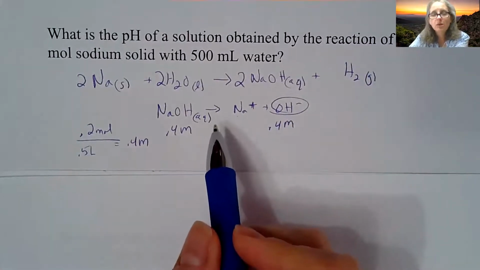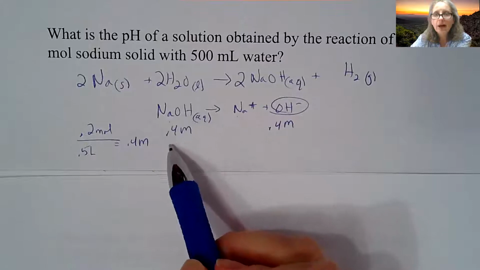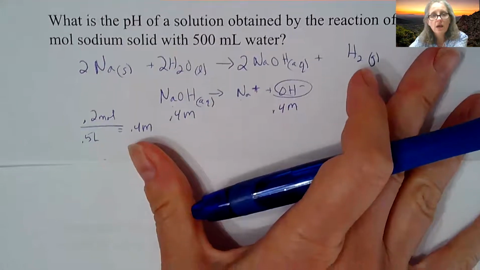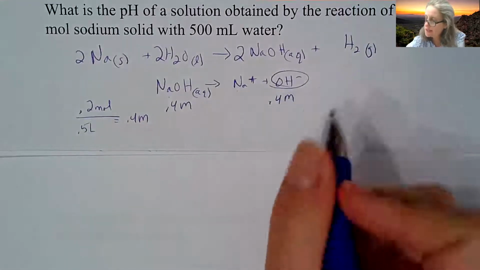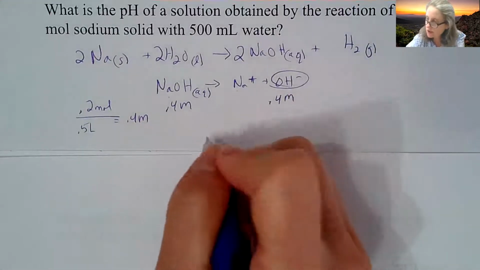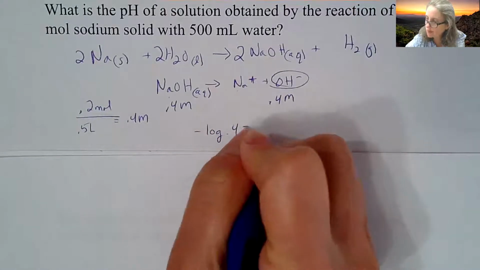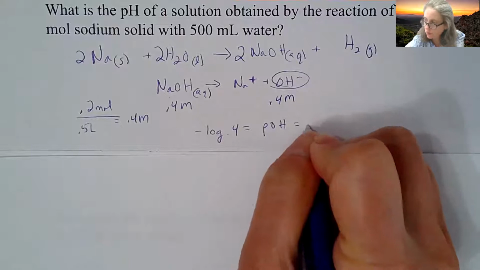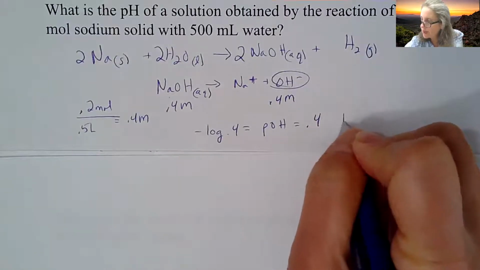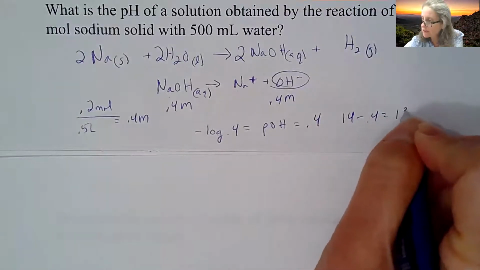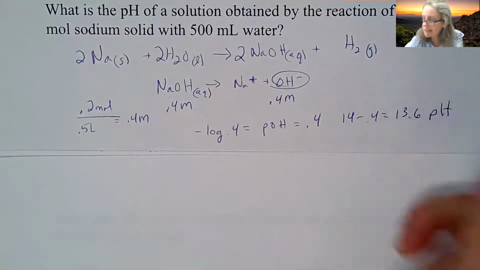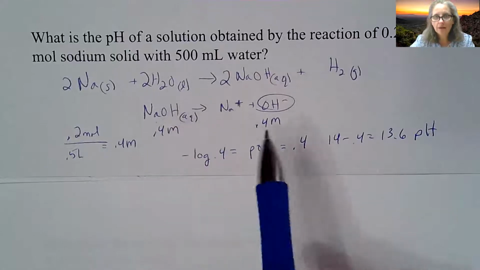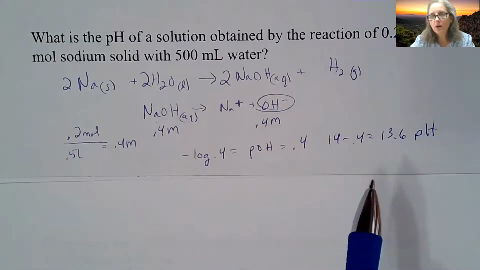Back to when we were talking about solutions, whatever the bottle says, that's how much you have of each one of those ions floating around. So if that's the case, that's my OH minus concentration. If I take the negative log of 0.4, I'm going to get my pOH to be 0.4. So if I subtract 14 minus 0.4, I get 13.6 as my pH, which is expected because I made sodium hydroxide. That's going to be a strong base.